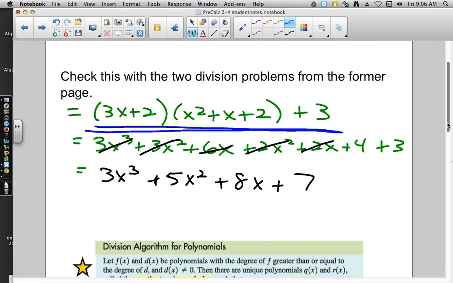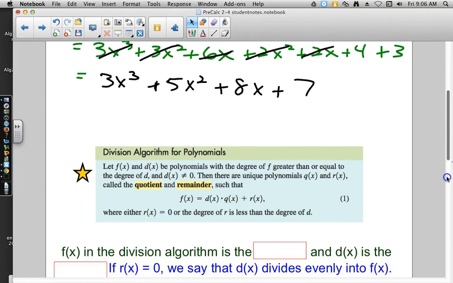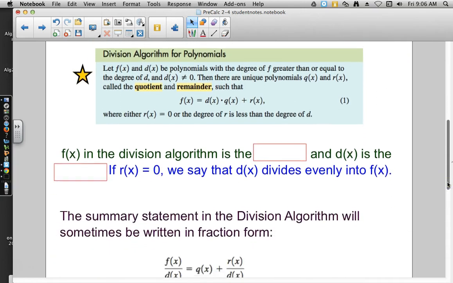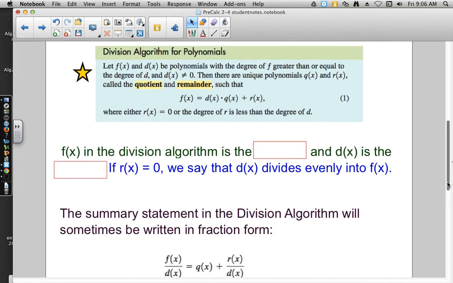So we have two different ways. One's called the summary way, and that's the one that we're used to, and then we have one as a product here. So down in this little box of important stuff, division algorithm for polynomials, a lot of function notation. It says let f of x and d of x be polynomials with the degree of f greater than or equal to the degree of d. Oh, so they're saying that's important.